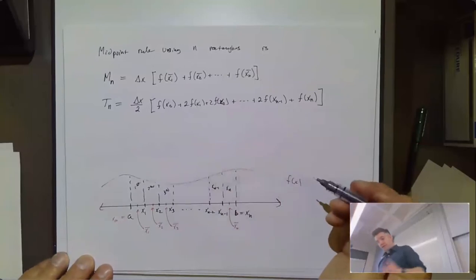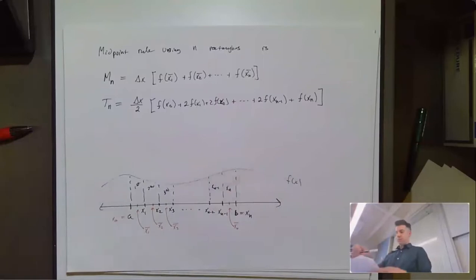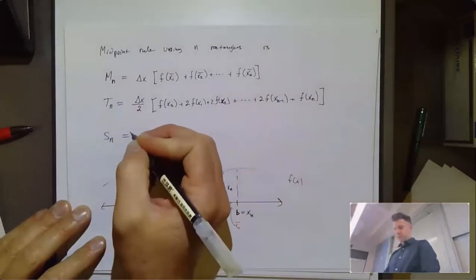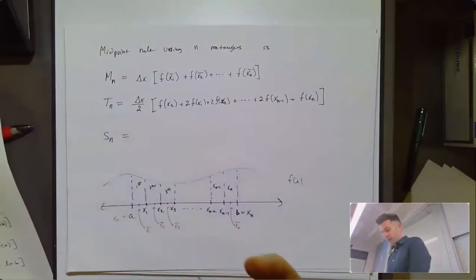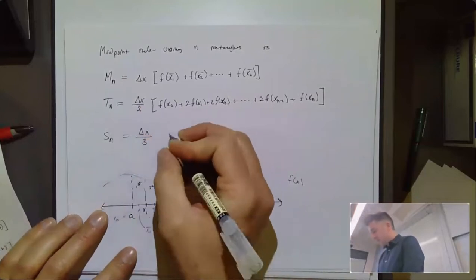All right, so then finally, using Simpson's rule, I always forget what you divide by, to be honest. Oh yeah, okay, that's what I thought. All right, good. You're gonna get delta x over 3 times.